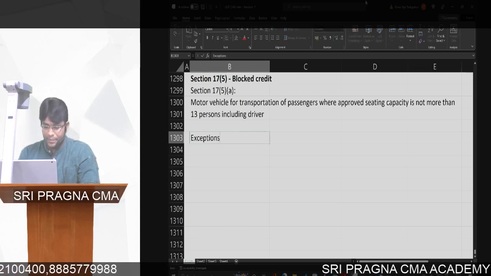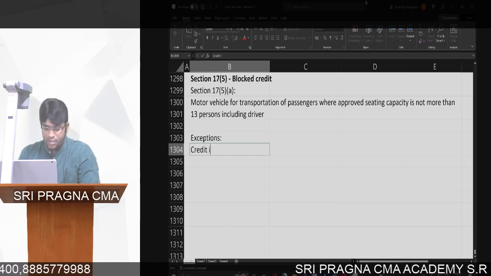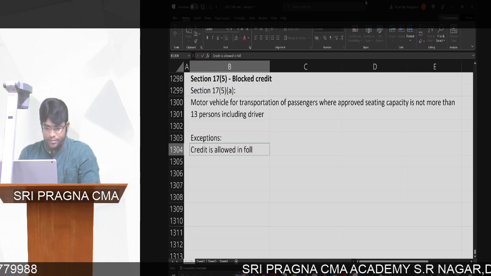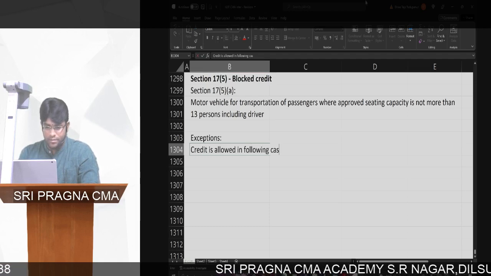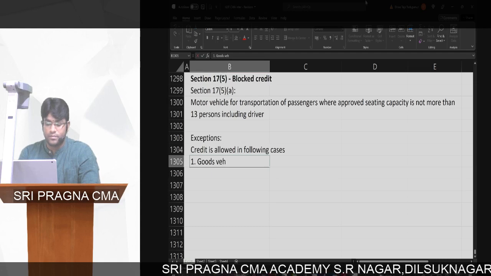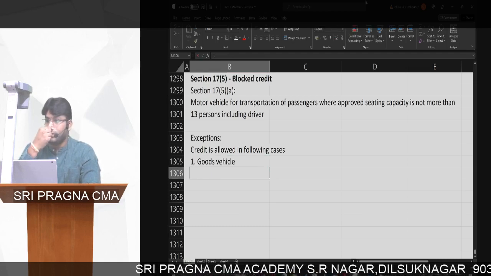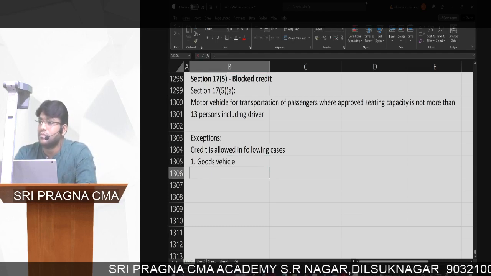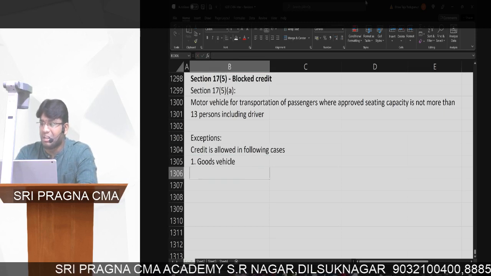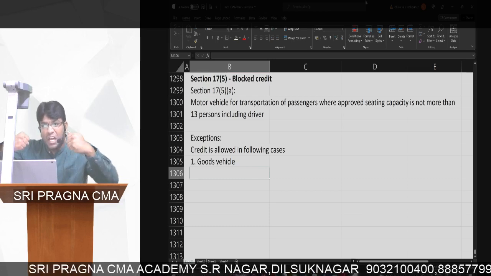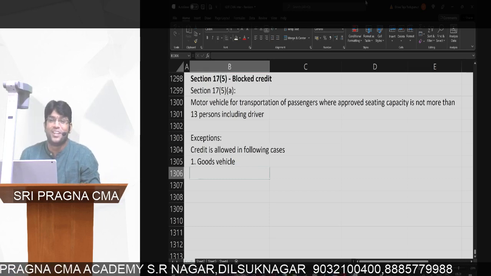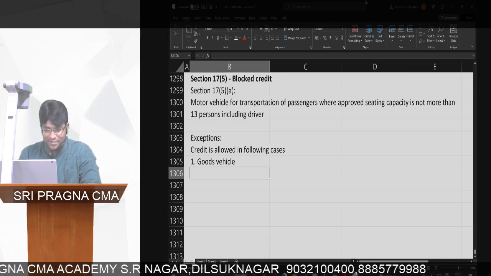But let me tell you, there are some exceptions. Credit is allowed in the following cases. Number 1, goods vehicle. Example, Tata Ace, dumper, tipper.